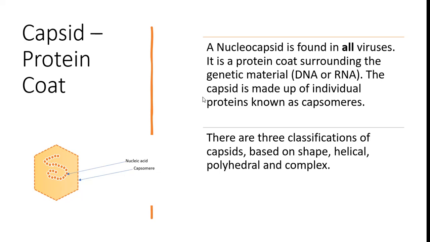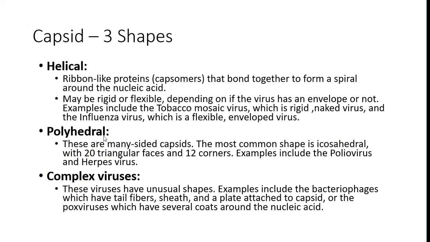And that capsid or protein coat is going to come in one of three basic shapes, which we call helical, polyhedral, and complex. And that helps us to identify a virus, because we often identify them based on that capsid shape. So, three different capsid shapes as stated. The first one is the helical.